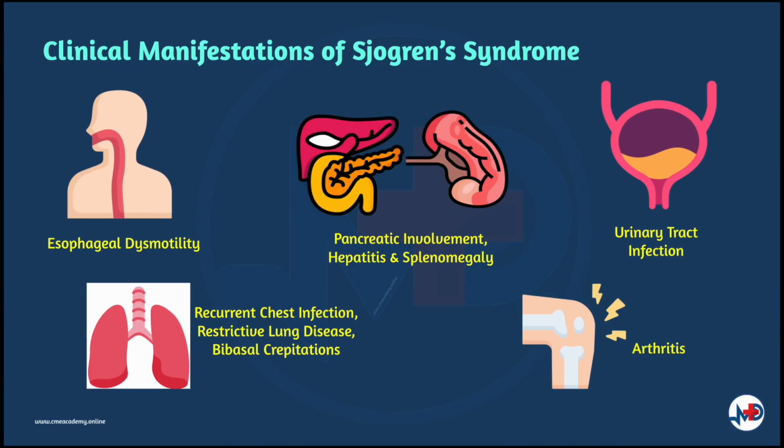Extraglandular signs include esophageal dysmotility, pancreatic involvement, splenomegaly, and hepatitis. Pulmonary signs include recurrent chest infections, restrictive ventilatory defect, impaired gas transfer, and bibasal crepitations. Signs of arthritis and UTI may also be present.